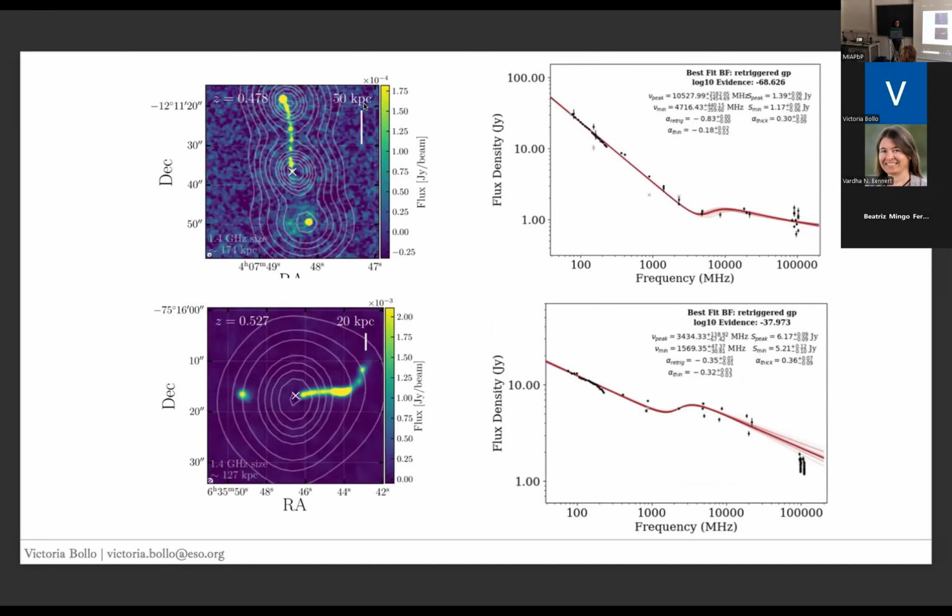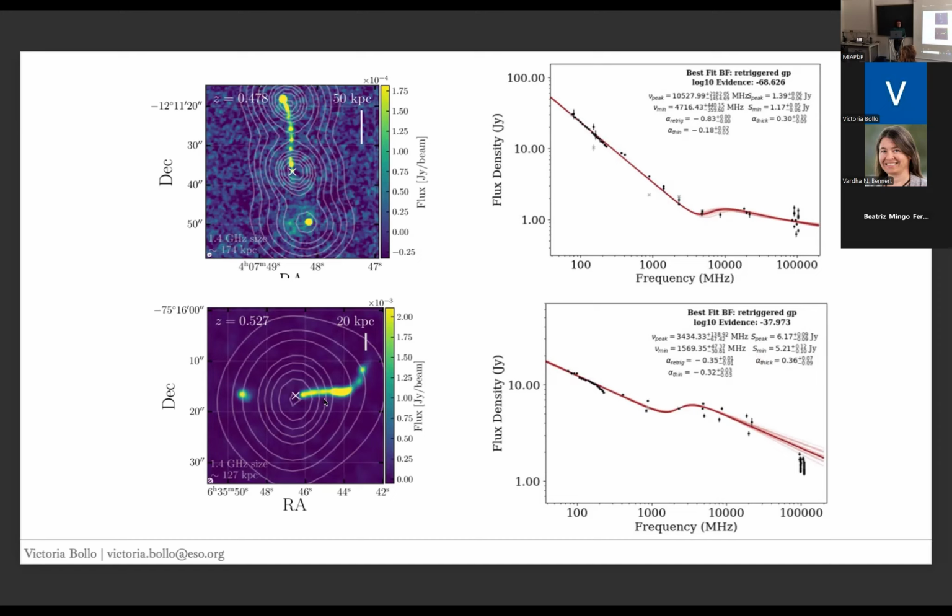Here, for example, we have this source that has a very clear jet and also a hotspot. This jet is quite narrow, so it could be a collimated jet. It also seems to be roughly symmetric. And in the SED, you can see a steep SED that becomes flatter towards high frequency. So this might be a retriggered AGN.